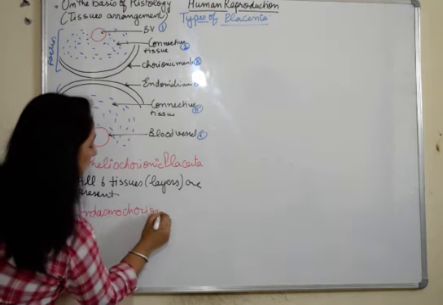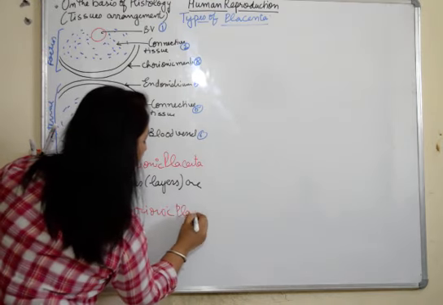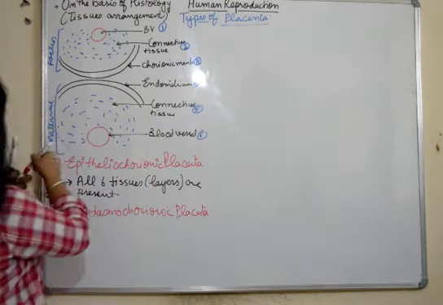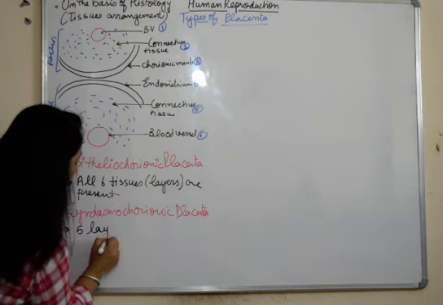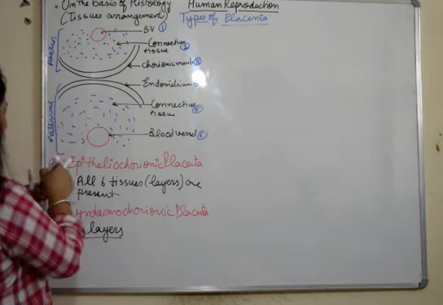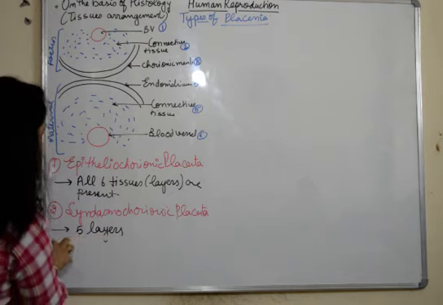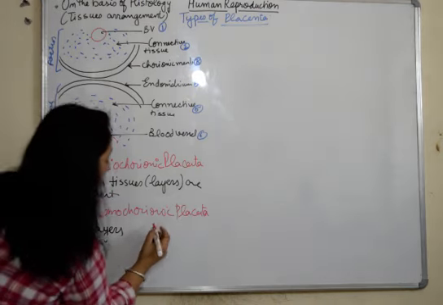Syndesmochorionic placenta. Syndesmochorionic placenta will have 5 layers. I'll just draw it here. Now it has these 5 layers. We'll draw in the same manner.